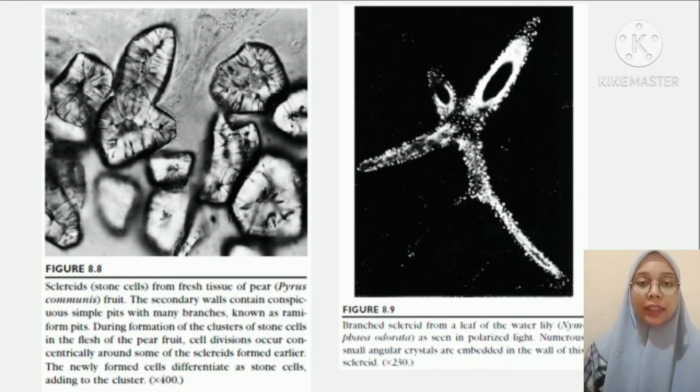In the right picture, there is a branched sclereid from a leaf of the water lily, Nymphaea odorata, as seen in polarized light. Numerous small angular crystals are embedded in the wall of this sclereid. The secondary wall typically appears multilayered, reflecting its helicoidal construction. Crystals are embedded in the secondary walls of certain species. Many sclereids retain a living protoplast at maturity.